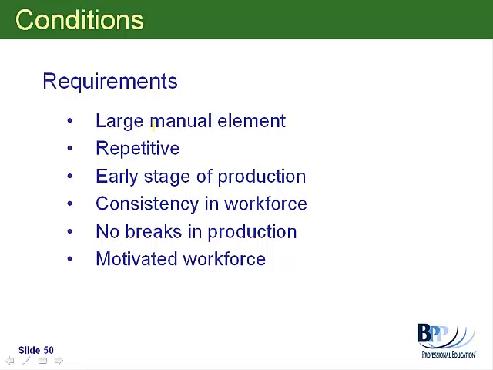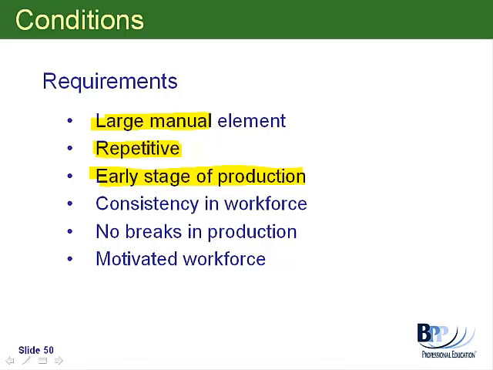Our production needs to have a significant manual element to it. If it's just an automated production, the machines aren't going to get any quicker. So it needs to have a manual element. And that element needs to be repetitive, so that the more we do it, the more we can learn and improve, get quicker. As we've mentioned already, we need to be at an early stage of production if we're going to be able to improve.